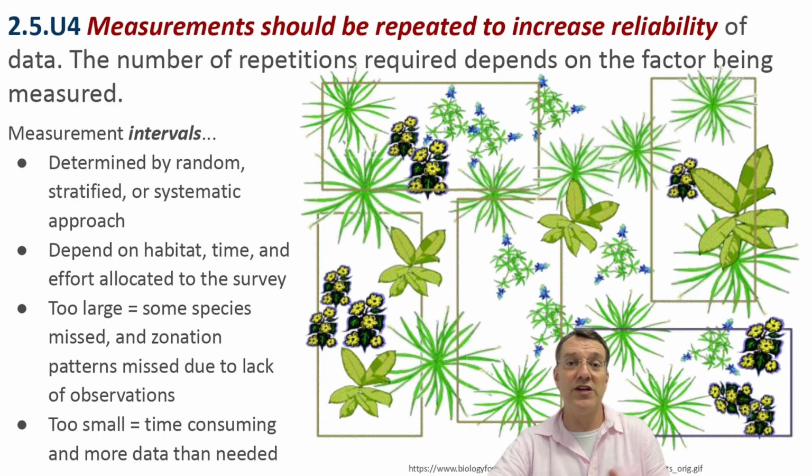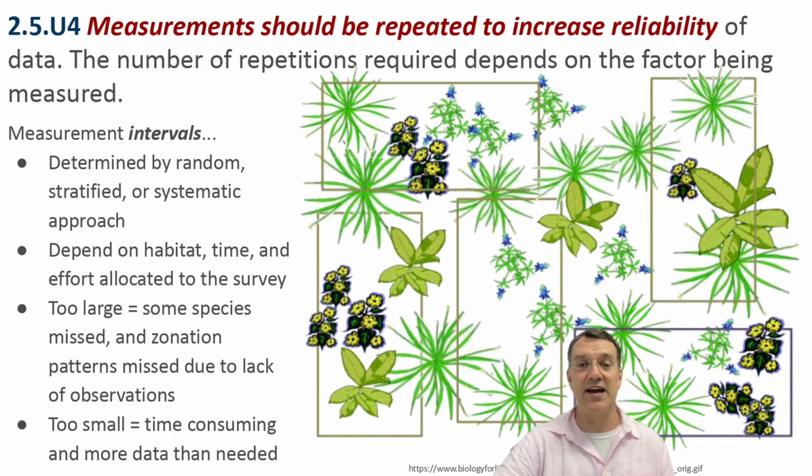Repeating measurements increases reliability by reducing the impact of random errors or anomalies. The number of repetitions needed varies by factor. Highly variable measurements like species counts might need many repetitions, while stable factors like soil type might need fewer repetitions.